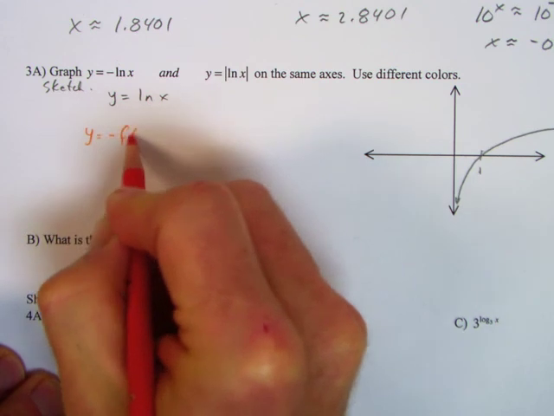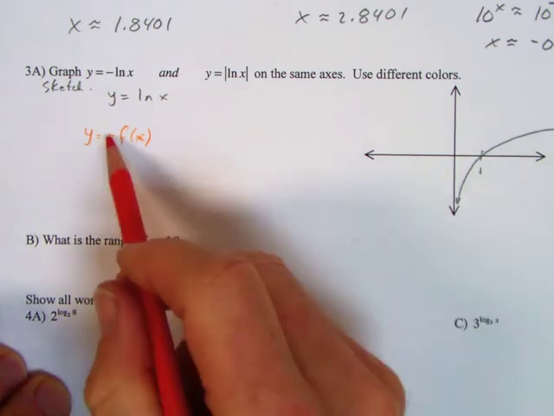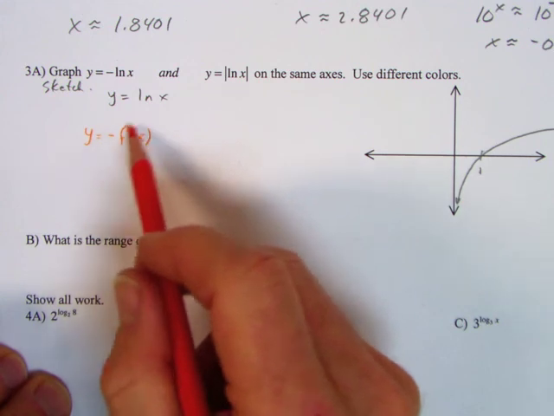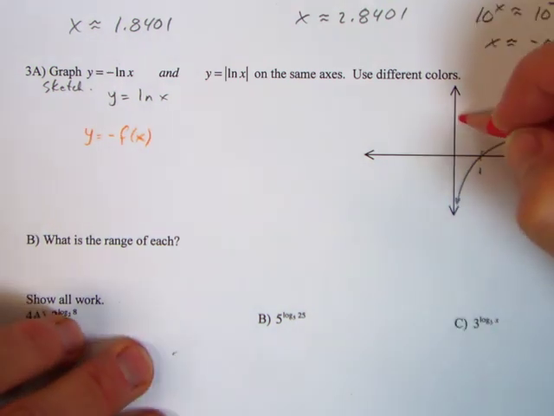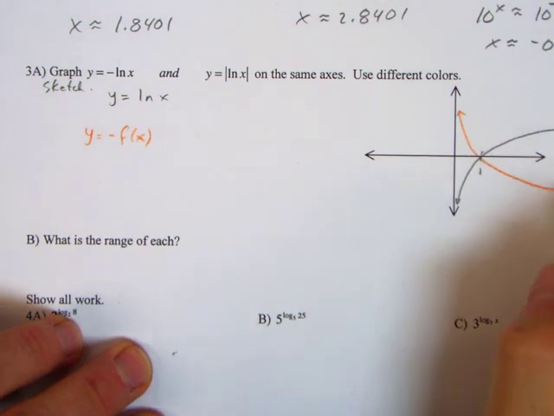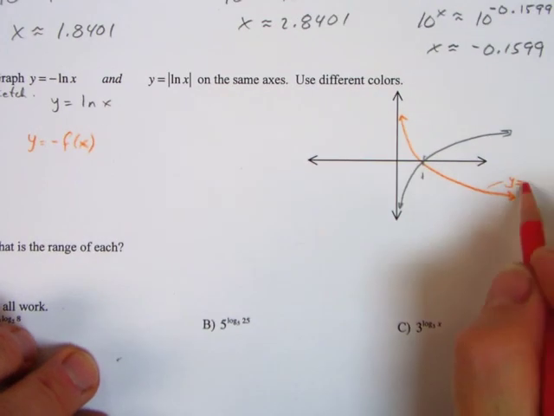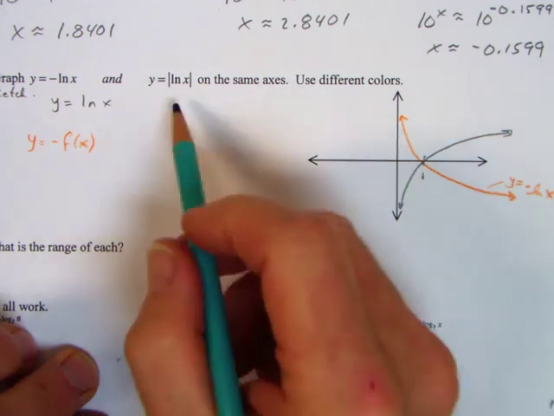This is looking at negative f of x. What does negative f of x do to the graph? Well, it's going to reflect it about the which axis? What is the negative affecting? It's affecting the y numbers. So all the positive y numbers become negative and the negative become positive. So that's reflecting about the x-axis. So it's the same graph, just reflected over. And we have that. And let's label it as y equals negative ln of x.